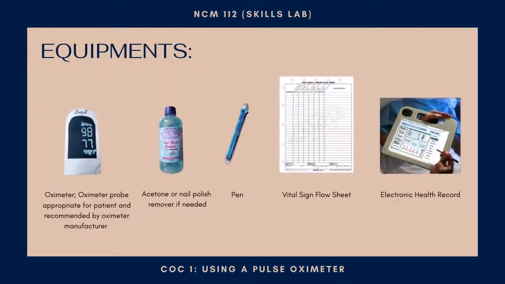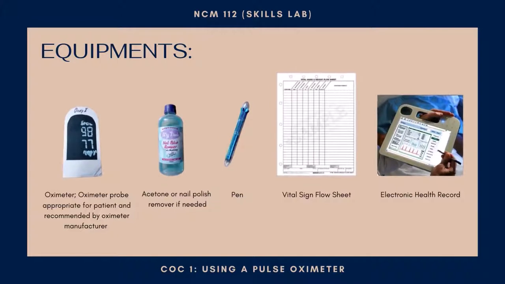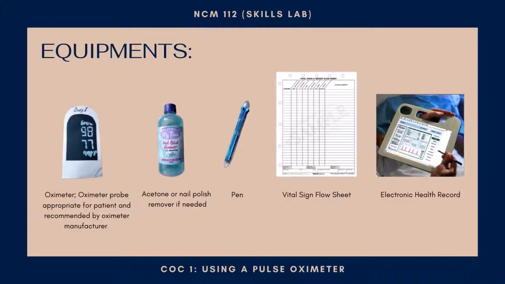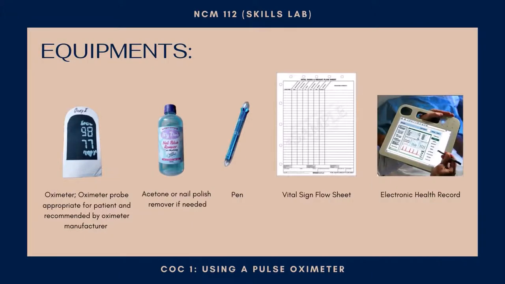For the equipment, we need to check for the oximeter, and the oximeter probe should be appropriate for the patient and recommended by the oximeter manufacturer. Acetone or nail polish remover if needed, because if our client is wearing any nail polish, especially if it is dark colored, it may interfere with the readings because it can block the light and sensor of the oximeter.